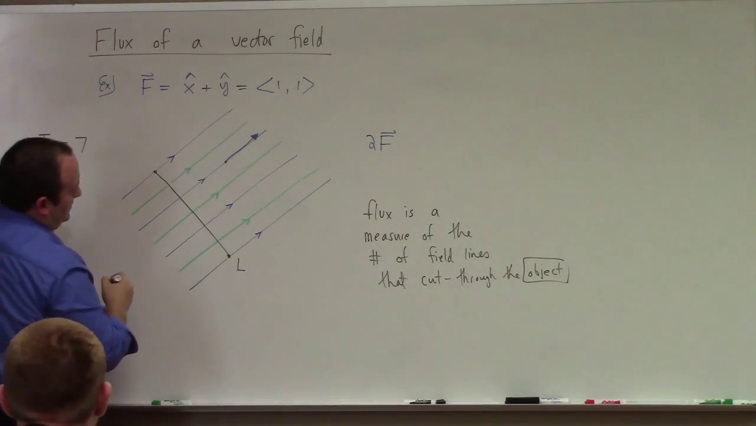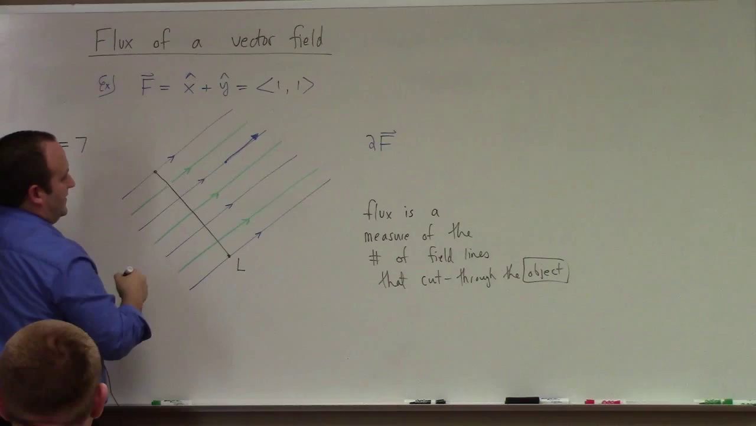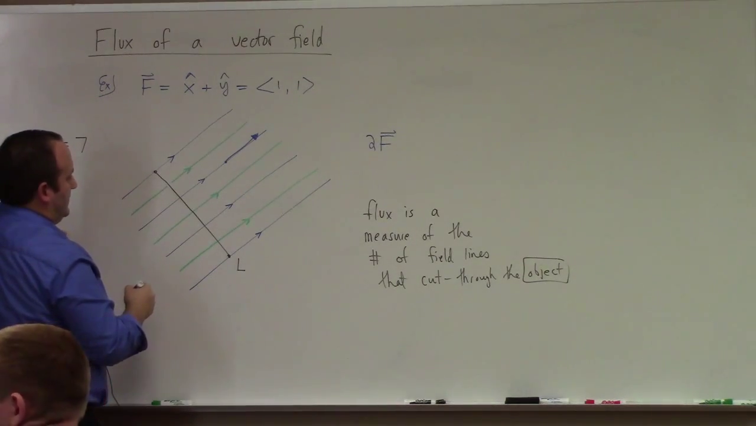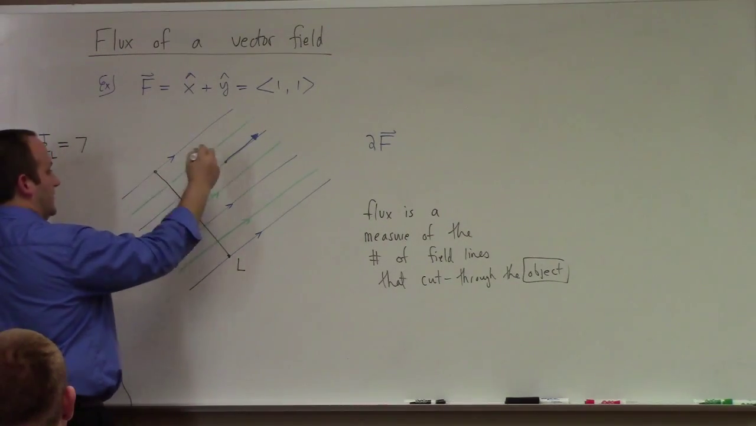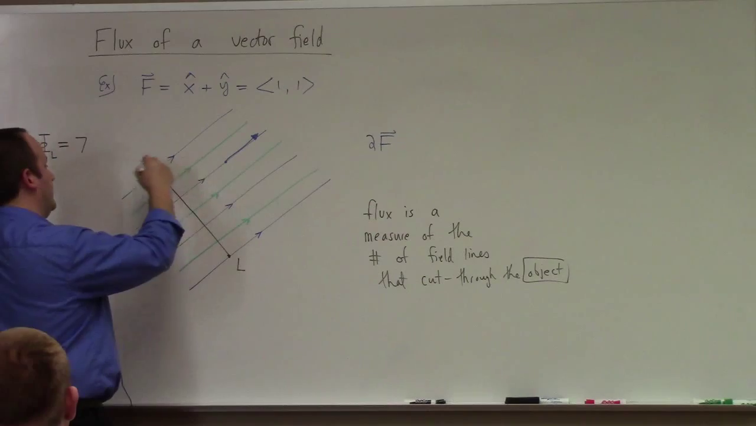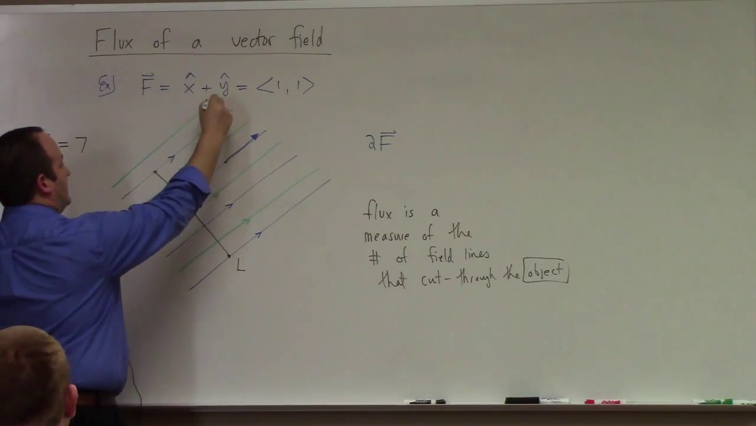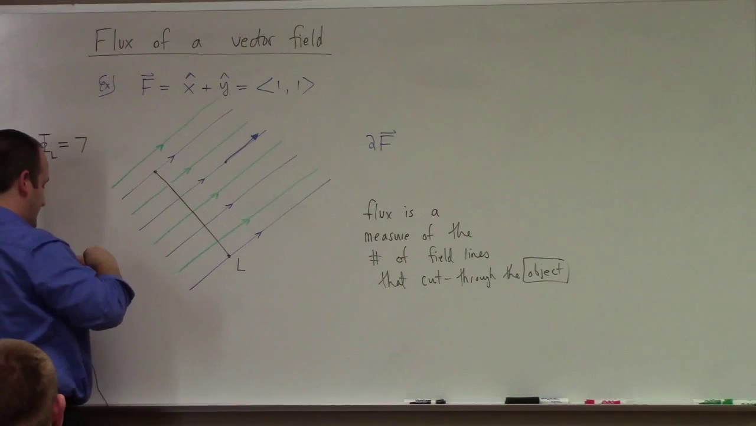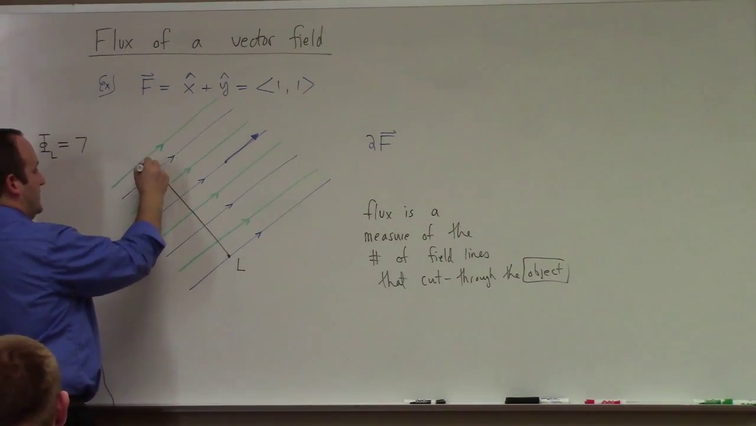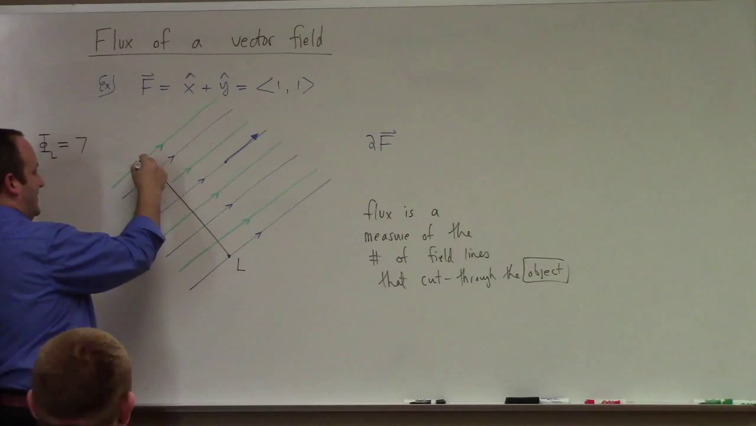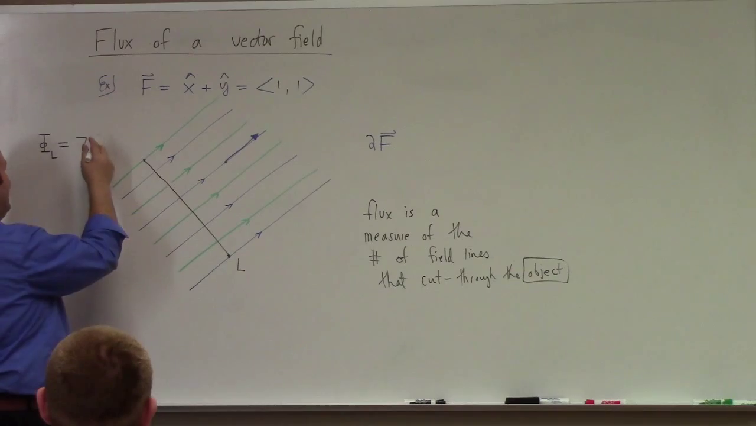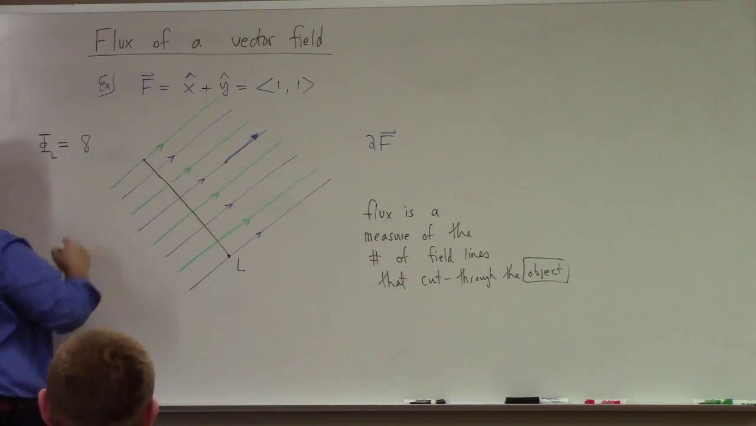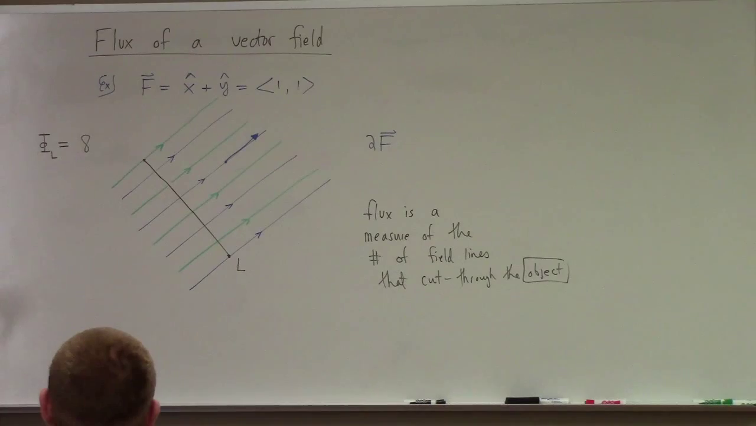Oh, did I do 7? I did do 7. I guess I needed to add another to double the number of field lines. Where should I put it? Sorry, it's bothering me. I wanted 2F to have eight field lines, since this one had 4. I should put another one over here to be fair to 2F. There we go. Why didn't you guys call me on that? Can't you count? That's right, I'm talking smack about you. That's what I do. All right, so this is 8. Because there are 8 lines that cut through that line segment L, the flux is 8.